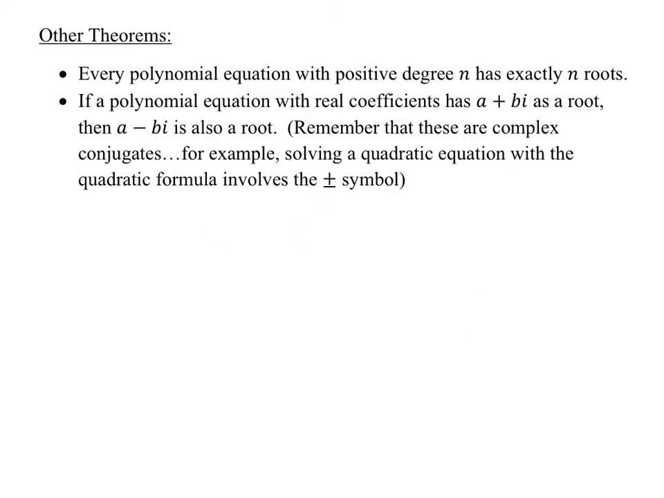The last slide just goes through 2 other theorems that we've talked about already. If the polynomial is x to the 5th, you could have at most 5 roots. That's the first thing it says. The second part says if you ever get something that has an imaginary part, the conjugate will be the other root. And we'll talk more about both of these theorems.